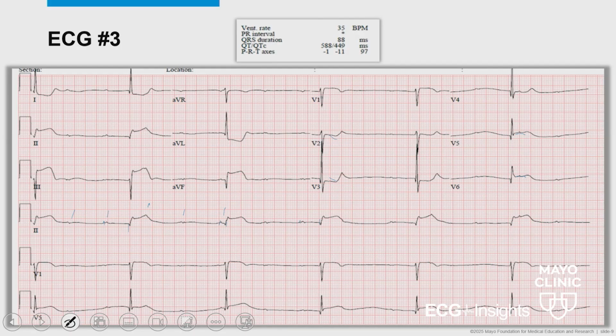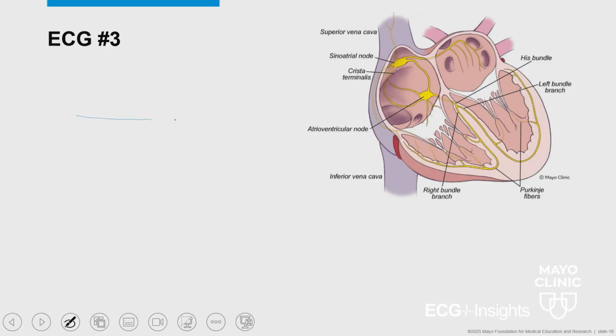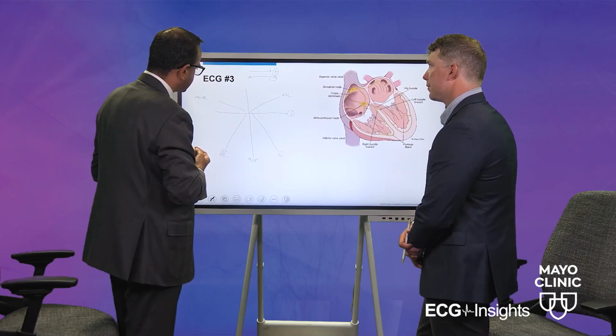So let's go to the next screen and let's think about this vector diagram again. Your AVF, as you pointed out, is between your lead 3 and lead 2. Lead 1 is here, AVL is here, and AVR is here. Okay. So again, when we talked about it, activation going towards an electrode makes a positive wave, activation going away from the electrode makes a negative wave. If people understand this concept, the rest of the entire ECG life becomes very, very easy.